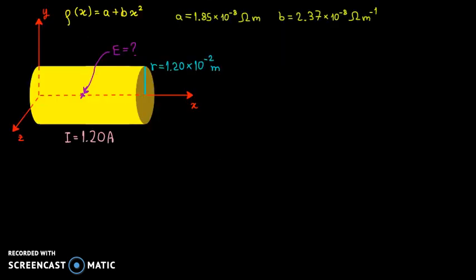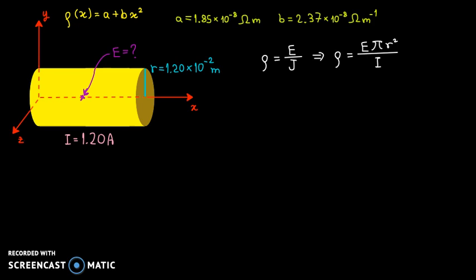Next, we'd like to calculate the electric field magnitude at the midpoint of the cylinder if it carries an electric current of 1.20 amps. For this calculation, let's use the defining formula for resistivity, which is electric field magnitude divided by the current density. And current density J is electric current divided by the cross-sectional area. So in the next line, I'm going to substitute I divided by pi r squared for J. And here's what I get when I do that.